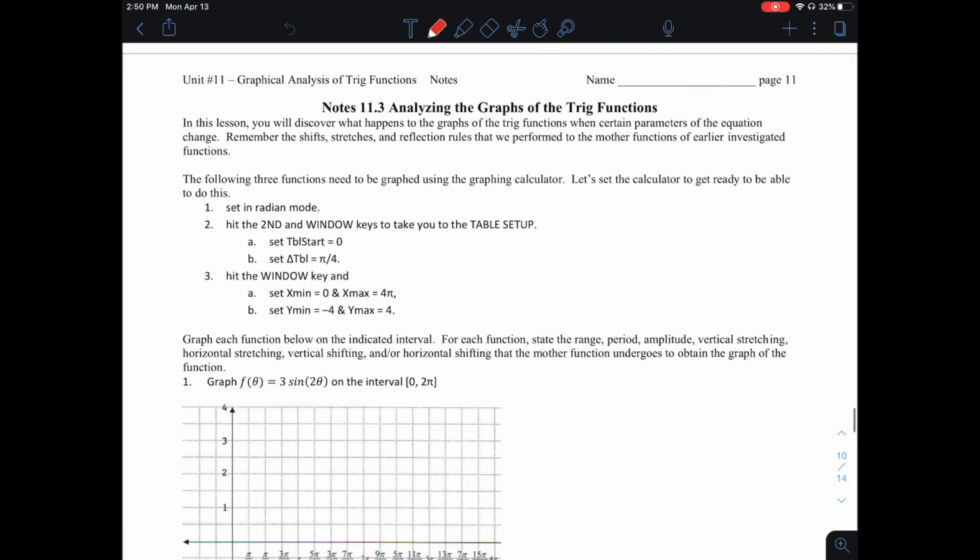AP PreCalculus, looking at notes 11.3, analyzing the graph of trig functions. Basically, we're going to be looking at transformations and see how the numbers affect the graph.